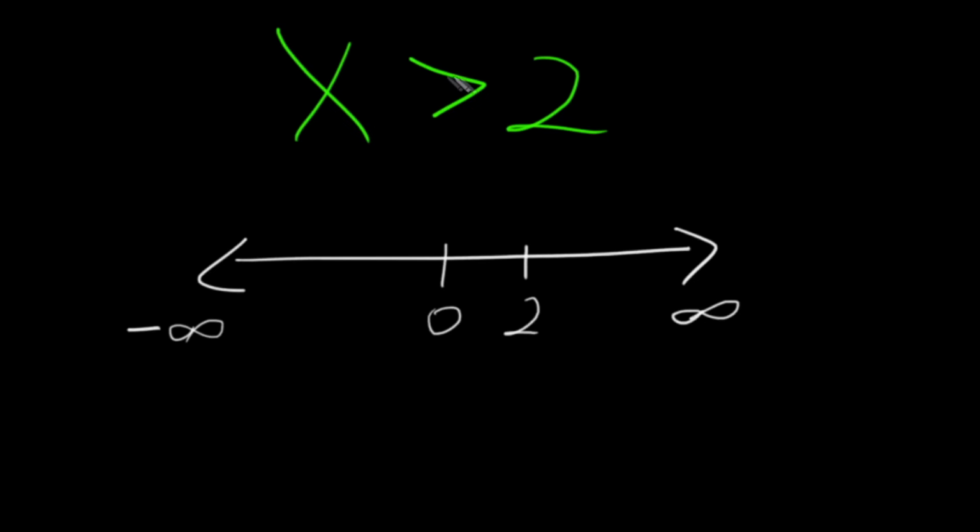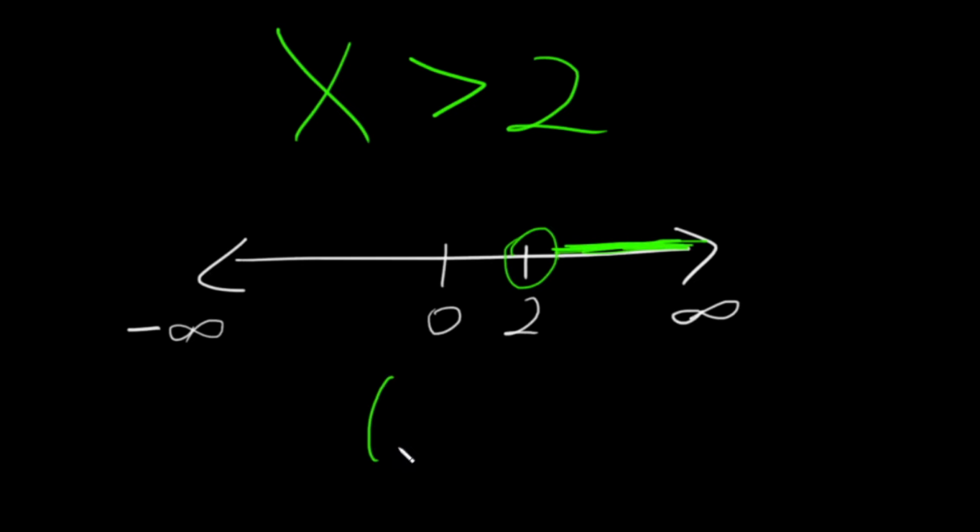Since x is only greater than 2 and not greater than or equal to 2, that means that 2 itself is not included. And to represent that, we need an open circle at 2, and being greater than 2, we need to shade to the right where the numbers are larger than 2. Now, since x was just greater than 2 and not greater than or equal to 2, that gave us the open circle, and in interval notation, that's represented with a parentheses.